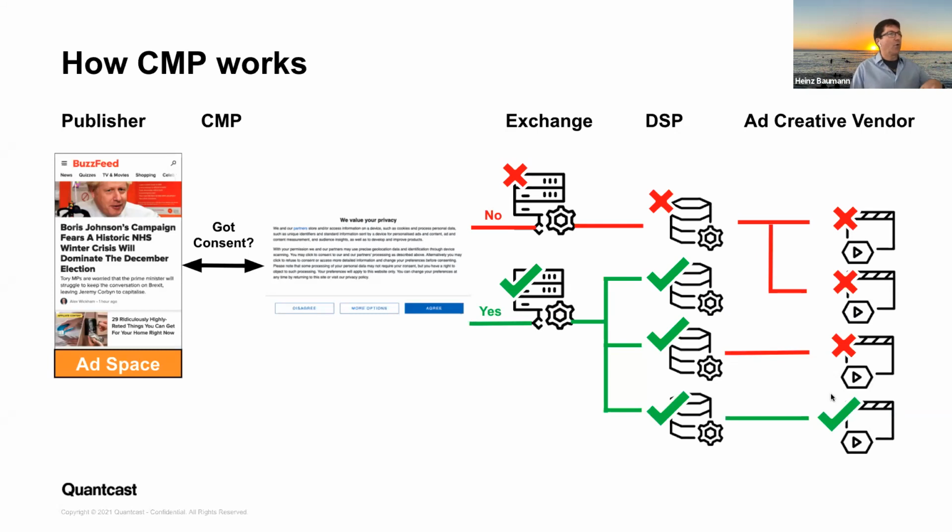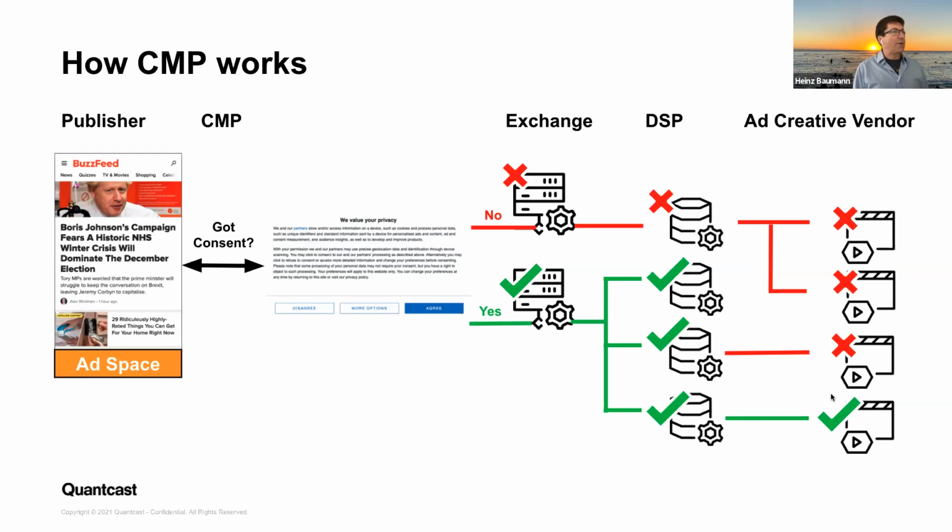Or the user can go and get more detailed information and then maybe tweak some of the parameters. Like, for one purpose, I'm okay with you doing this, for another one, I'm not okay. I'm okay with these 5 vendors, but I'm not okay with these other 5 vendors. So how does this populate through the ecosystem, and why is this important?